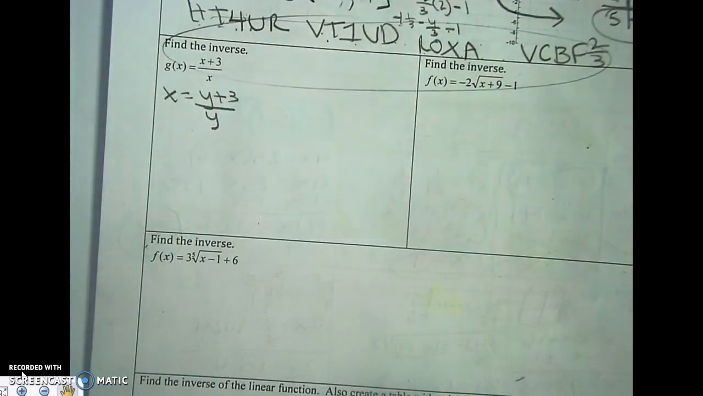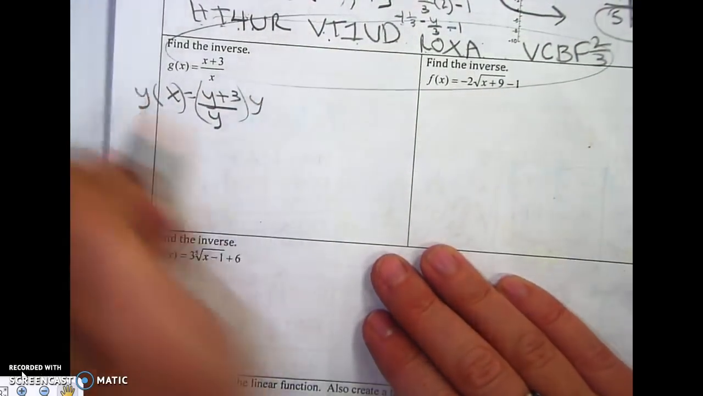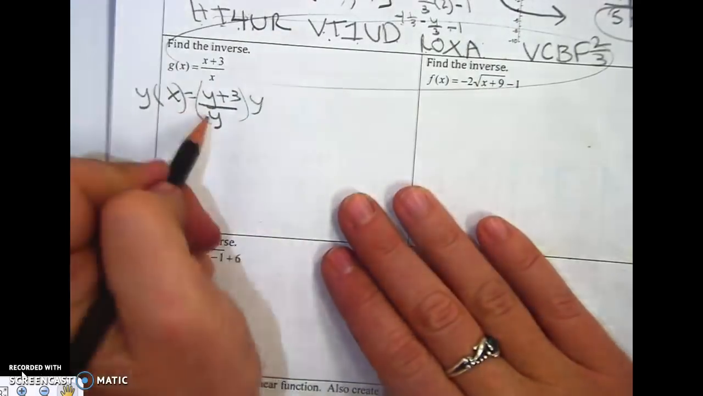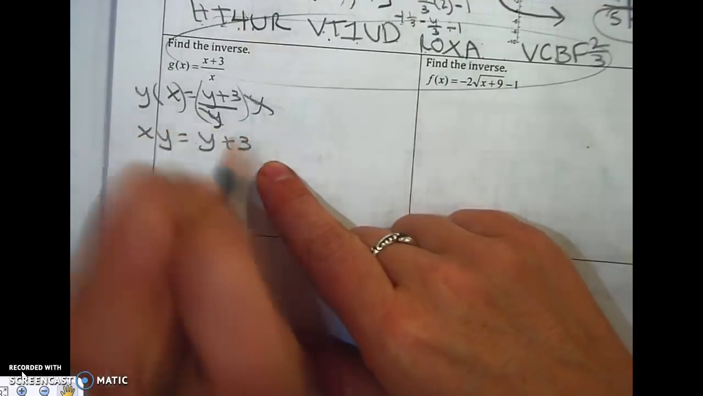There's different ways to approach this. I think the easiest way for me is to just manipulate the equations a little bit. So I'm going to multiply both sides by y. I get xy equals y plus 3.